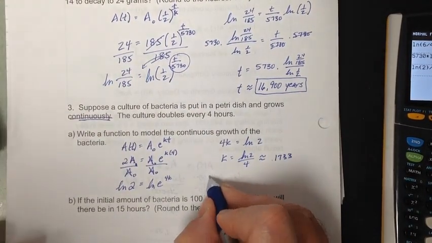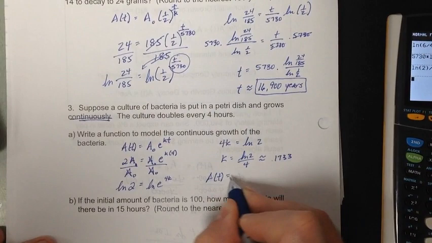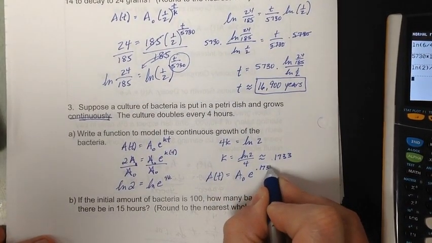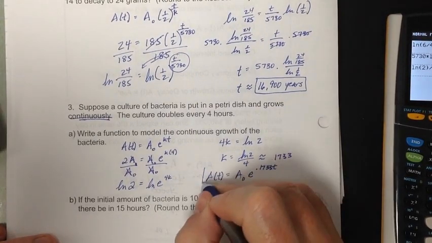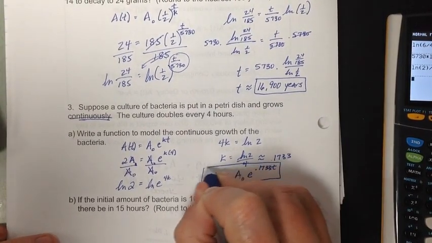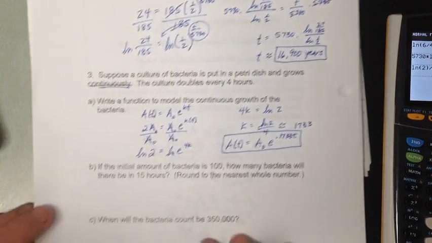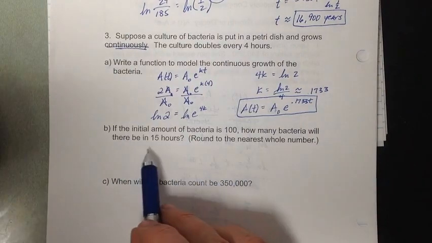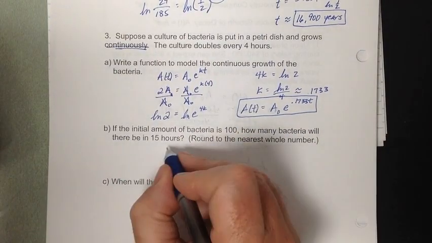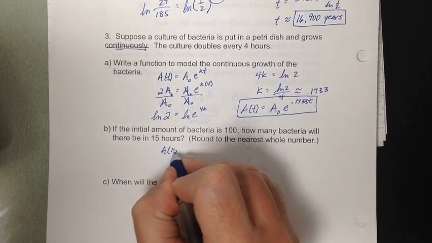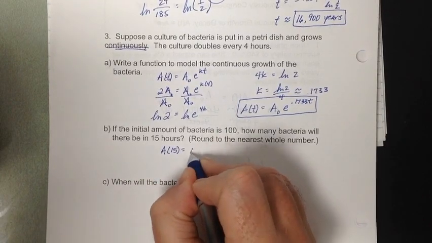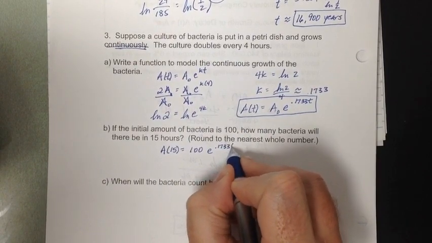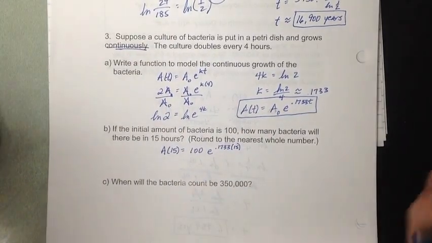So my formula is A of t equals a sub 0 e to the 0.1733 t power. And that should double every 4 hours. If the initial amount of bacteria is 100, how many bacteria will there be in 15 hours? All right, A of 15 equals 100 e to the 0.1733 times 15.